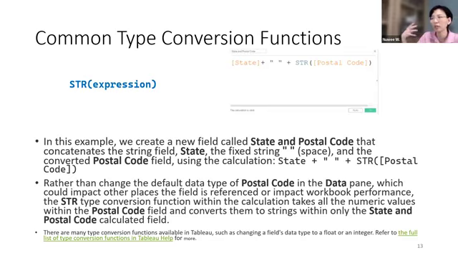Or you can concatenate state and postal code, which is originally not a string, together. Otherwise, it will report an error because originally postal code is numeric. If you concatenate numeric with string, it will not let you do that. It will give you an error. So you need str to convert the data type first before you concatenate the strings. There is a full list of type conversions. You can just consult this Tableau documentation here.